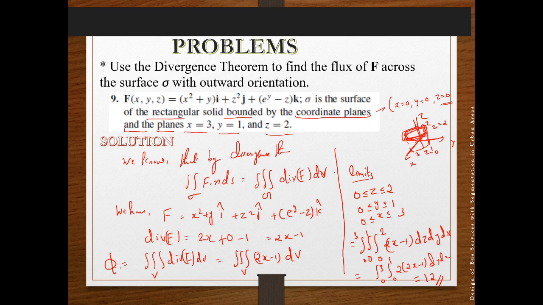Is it clear? So what we have to do is find the divergence of f, and then find the region of integration. Here, since it is only this rectangular box, we can easily find the limits of integration. So now we will do one more problem.